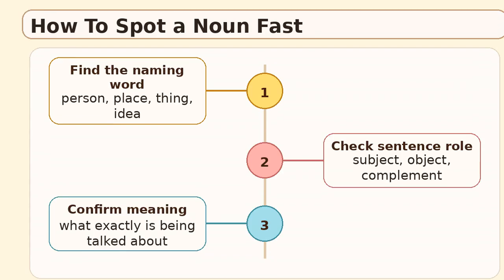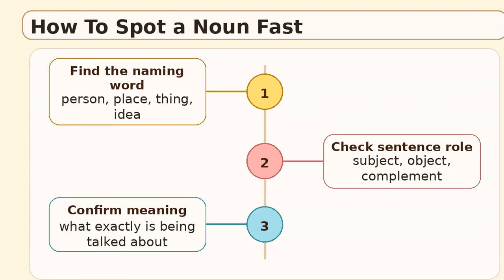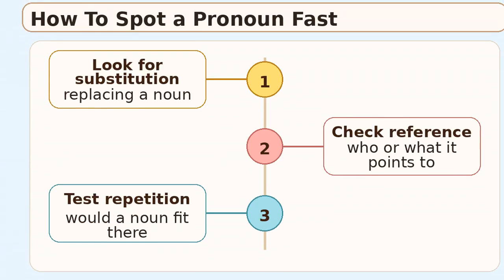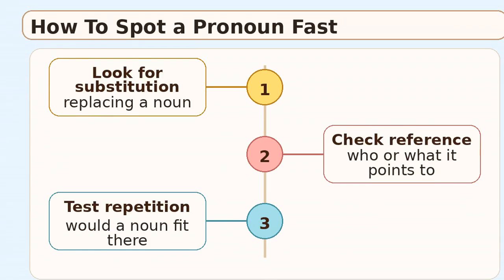When you are unsure, use a quick method. Ask yourself what is being named in the sentence. Look for people, places, things, or ideas. To identify a pronoun, ask whether the word is standing in place of a noun. Very often, it points back to something already known.